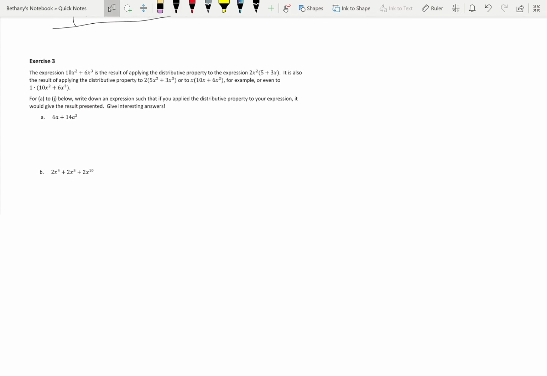Alright, now, the opposite of doing this. When we are doing the distributive property, sometimes they're going to give you an expression and ask you to factor it. To factor something is the opposite of distributive property.